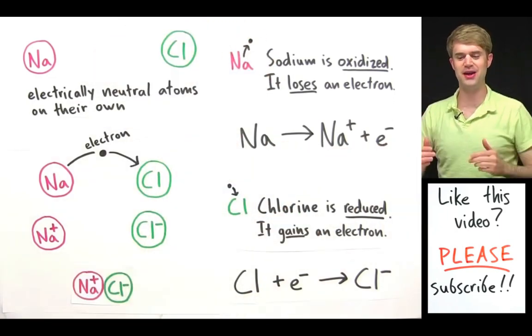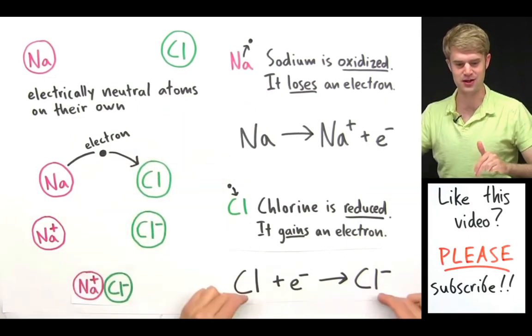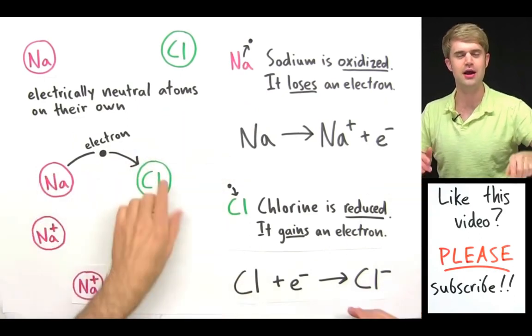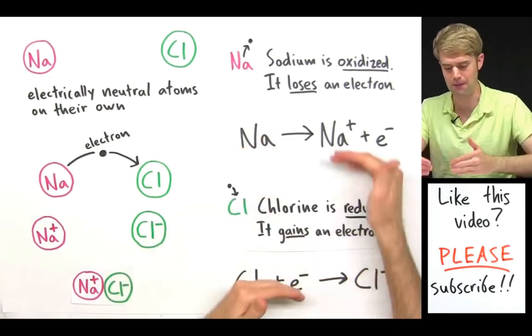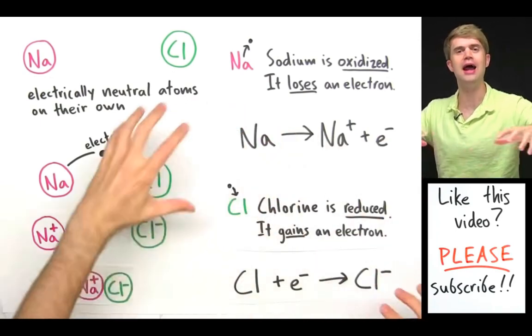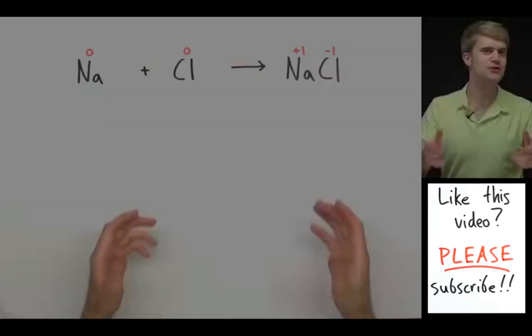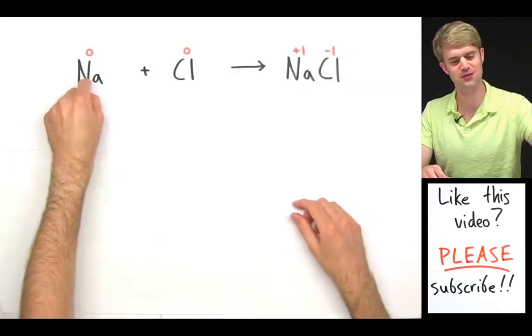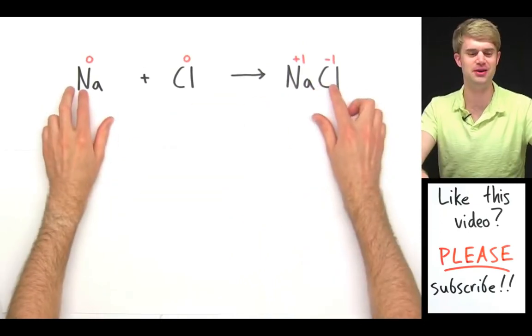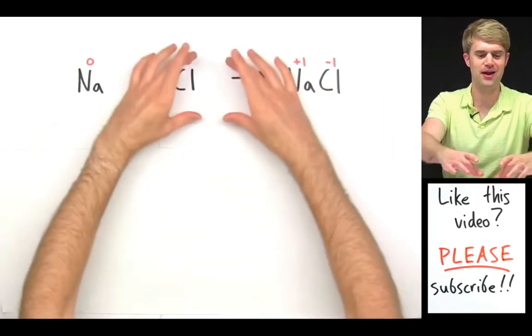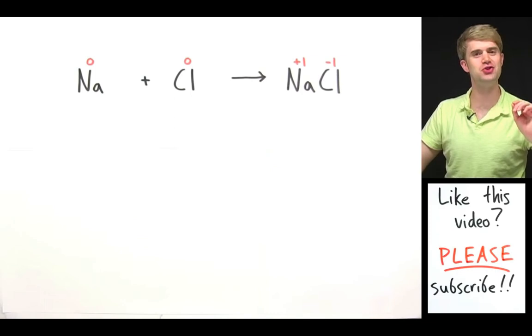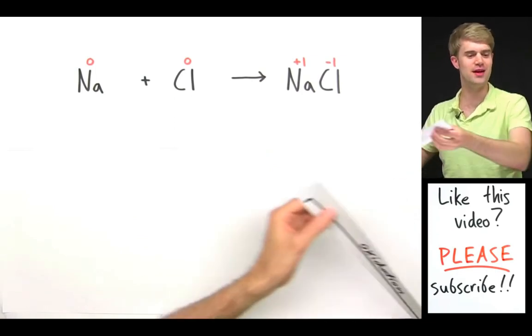So these are the reactions for oxidation and reduction of sodium and chloride. Now I want to talk a little bit more about these two reactions and how we can combine them to make a larger, bigger picture equation. Here's our big picture reaction for sodium and chlorine coming together to make sodium chloride. Now, this reaction here really has two processes going on within it.